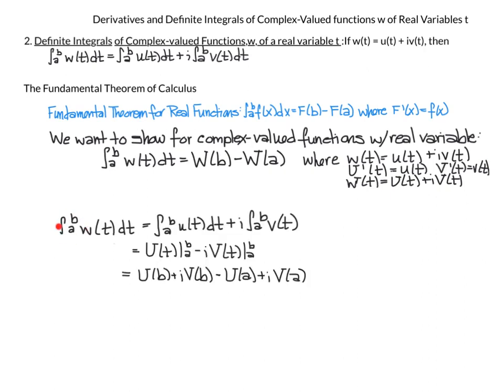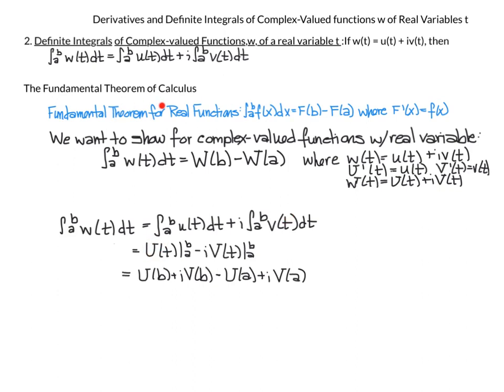We start with the integral from a to b of w(t) dt, and by our definition over here, or our fact here, we can break that into the integral of u(t) dt plus i times the integral of v(t) dt. And now we have u(t) and v(t). These are just real valued functions, so we can just take the antiderivative.